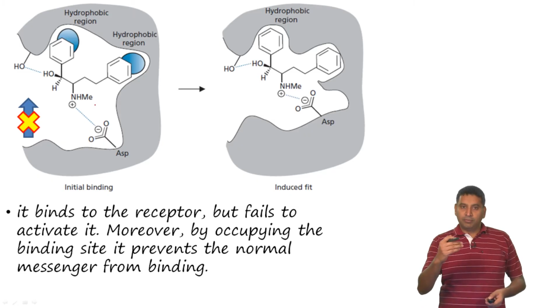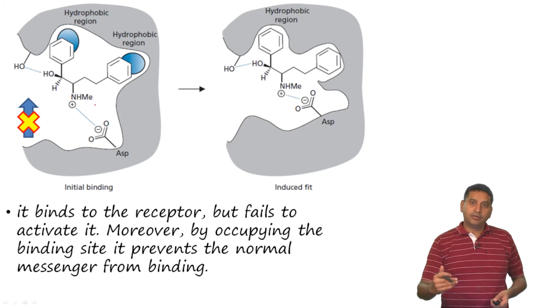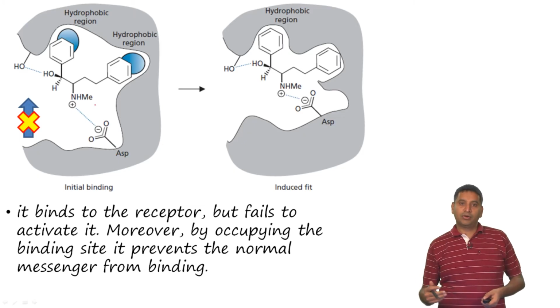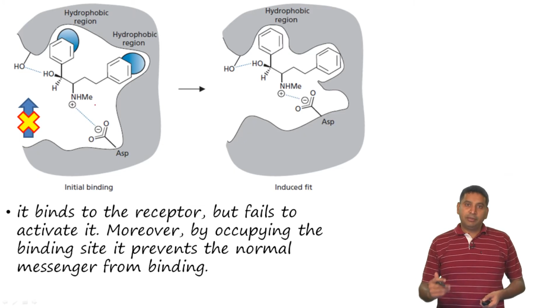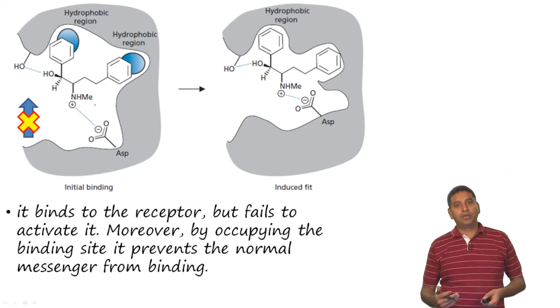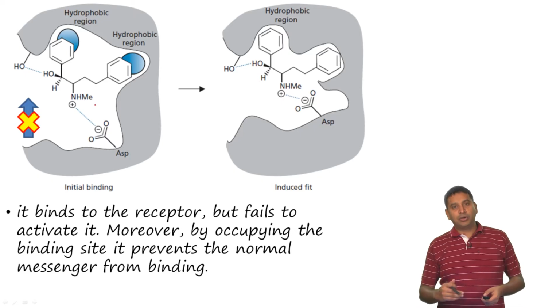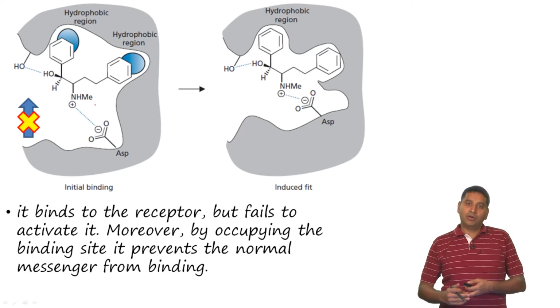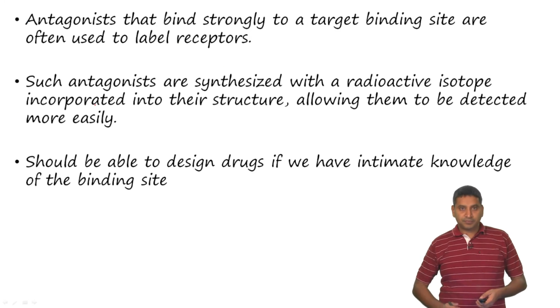Now, because the antagonist is now bound to the active site or to the binding site of the receptor, it prevents a new molecule or new chemical messenger from coming and binding to it. And so, because it prevents the new one from binding, it acts as an inhibitor or an antagonist.